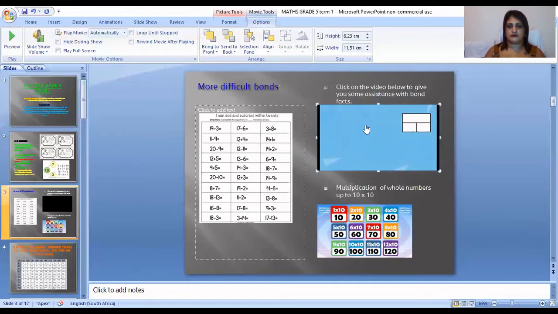Let's try one more. 11 take away 8. Because it's subtraction, 11 is the whole. 8 is one of the parts, and we are missing the other part.